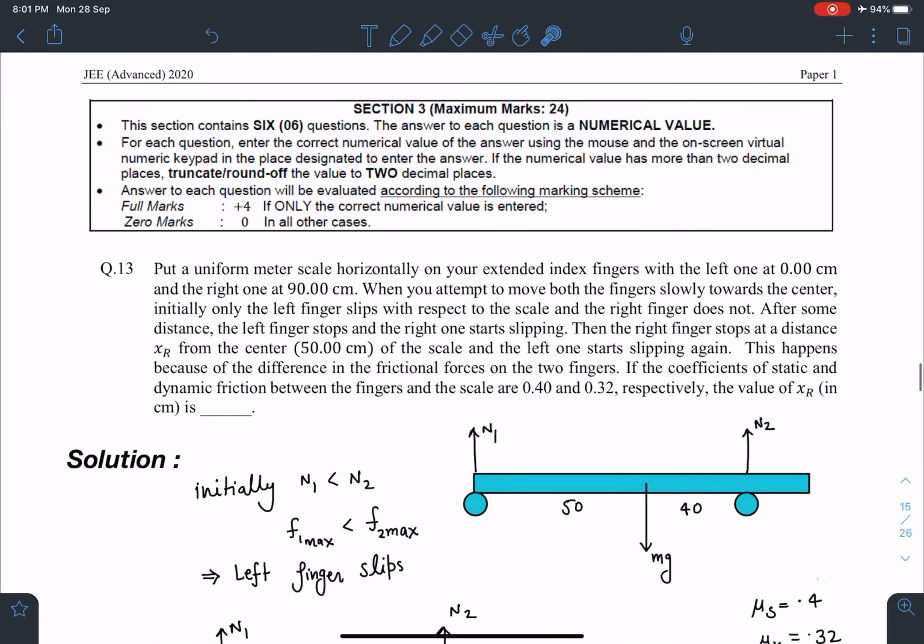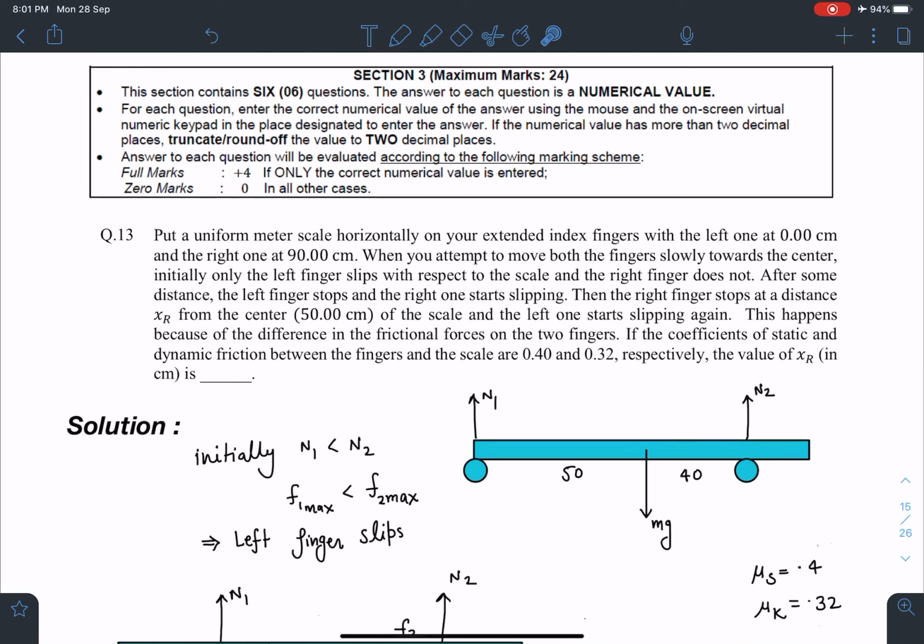Here this is section 3, and it is again a numerical type of question. +4 is the marking scheme. So here it is given, put a uniform meter scale horizontally on your extended index fingers with the left one at 0 and right one at 90.